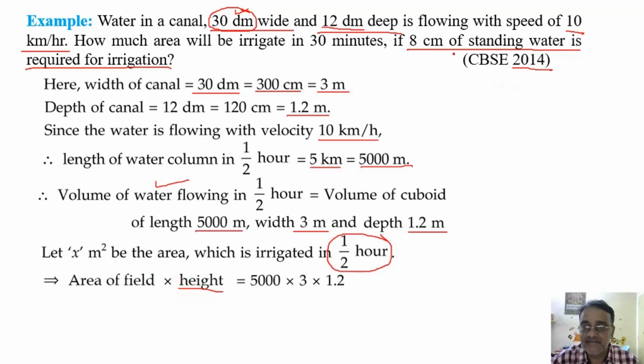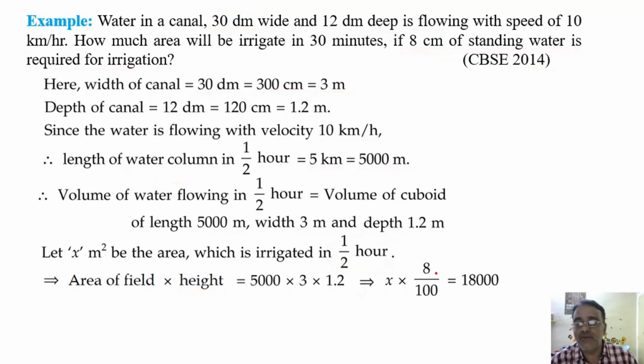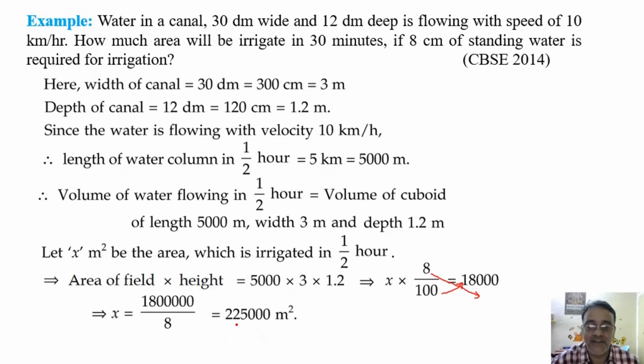So height is given 8 centimeter, but the unit we are using is meter, so we have to divide it by 100. So this implies that x into 8 by 100 is equal to 18,000. So we'll multiply 100 to this and divide by 8. Okay, so 18 lakhs by 8, final answer is 2,25,000 meter square. So this is the required area of field. If suppose you want to convert it into hectare, you have to divide it by 10,000. So in that case you will get 22.5 hectare.